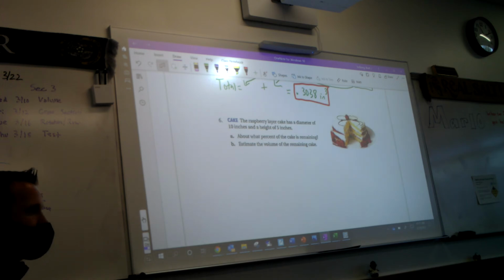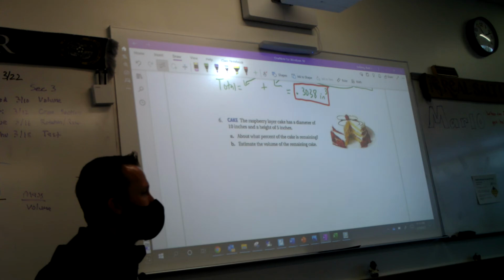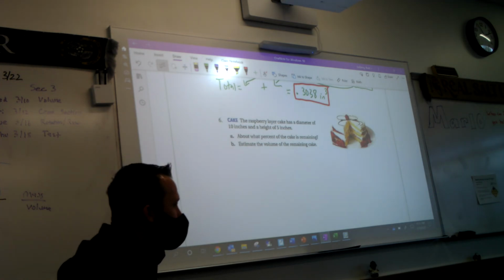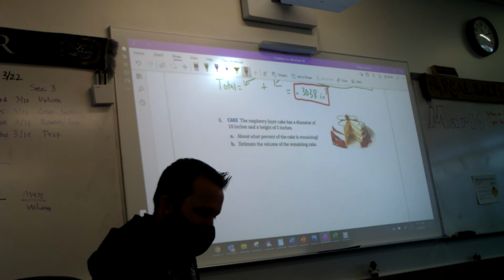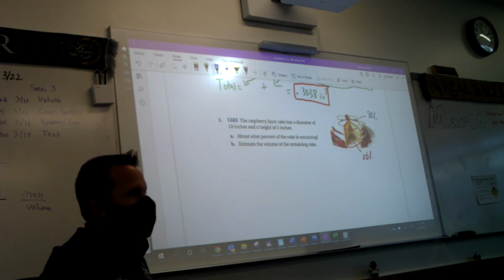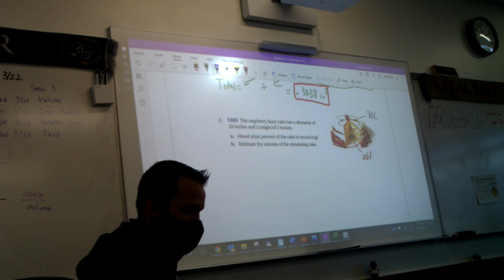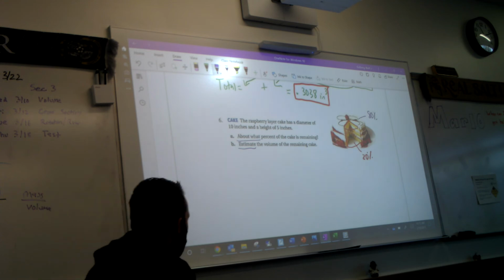All right, let me hear an estimate. What did you think here? Who wants this one? Emma? All right, so you think this slice that they took out right here was about 20%? What do you guys think? Would you agree with that? So this remaining piece is about 80%. I would say that seems about right. Let's go with it. Notice it says estimate, or about. So we're estimating, we don't know the exact.